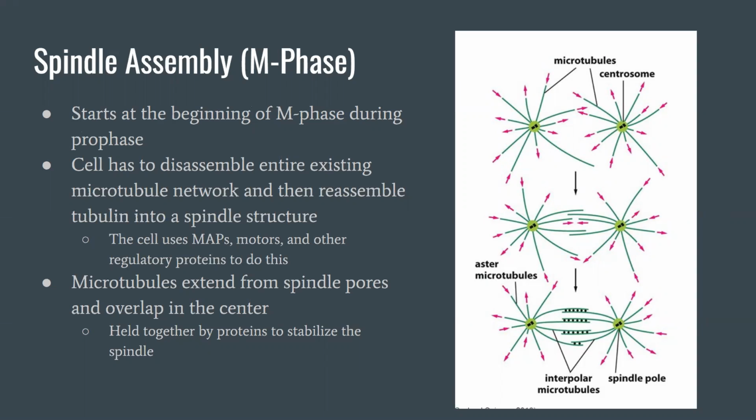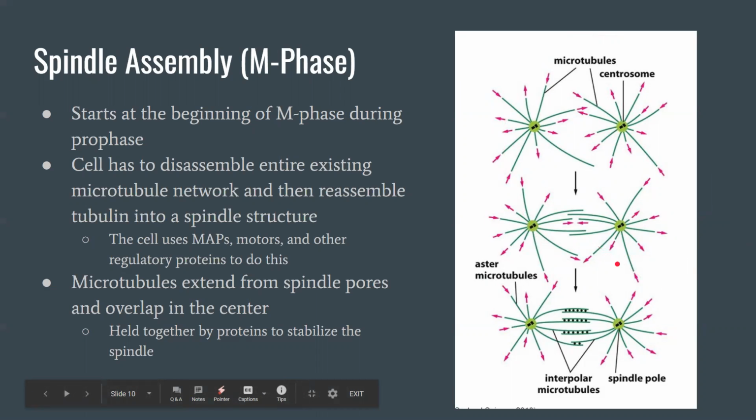When spindle assembly begins, the cell has to disassemble the entire existing microtubule network and then reassemble the tubulin into a spindle structure. If you remember from the microtubule lectures, microtubules are made of tubulin, and it has to do this reassembly into the certain spindle structure, but it first has to disassemble the entire existing network. So in order to do this, the cell uses MAPs and motor proteins to disassemble and then reassemble. So this is the structure of them.